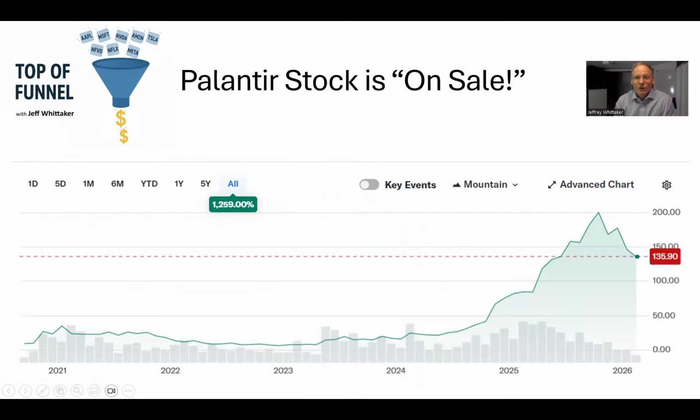So right now is a great time, in my opinion, if you don't have a position in Palantir, to buy, if this fits with your risk profile. As you can see, it's off its recent high of $200 a share, trading around $135. Whether it's socks or stocks, it's always great to buy quality merchandise when it's on sale, which Warren Buffett has said many, many times, and it's one of my favorite quotes of his.